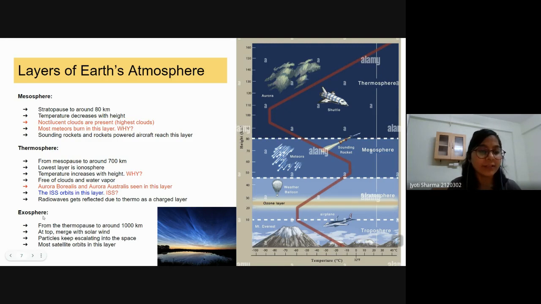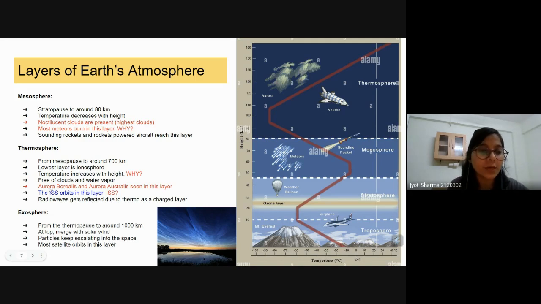Now the exosphere. This exosphere starts from the thermopause to around 1000 kilometers, and at the top it merges with the solar wind, because there is no more atmosphere. Exo means outer, this is the outer sphere of the atmosphere. Here the particles keep escaping into space, because there is very little gravity. And we also know that the temperature here is very high. Because of this, the particles keep escaping into space, and most of the satellites orbit in this layer.